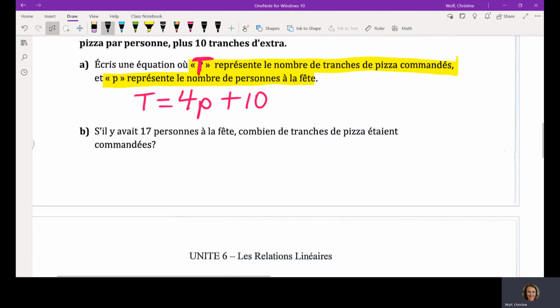OK. So maintenant, s'il y avait 17 personnes à la fête, combien de tranches est-ce qu'on va acheter? So c'est T égale 4 fois 17 parce qu'on a invité 17 personnes. So 4 fois 17 égale 68. And then 68 plus 10, 78 tranches.